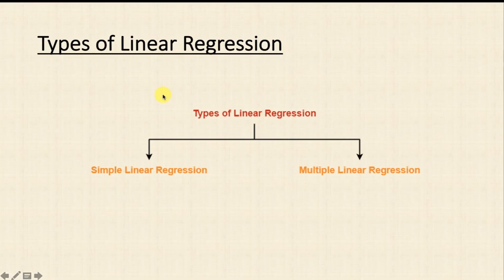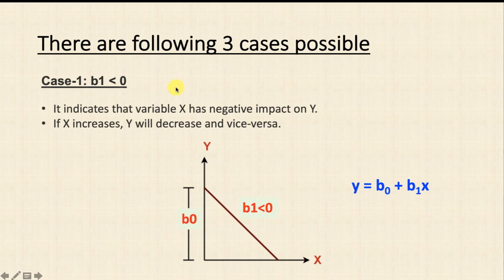So first of all, let's start with the types of linear regression. One is simple linear regression, another one is multiple linear regression. The previous example was simple linear regression. Now there are three cases that can fall within this, right? Here, as we deal with the slope of a line, the equation is y equals b0 plus b1x, right? So y equals mx plus c. That particular algorithm we are going to use here, and we are going to deal with b0 and b1.